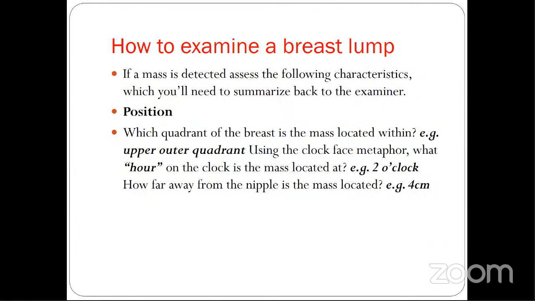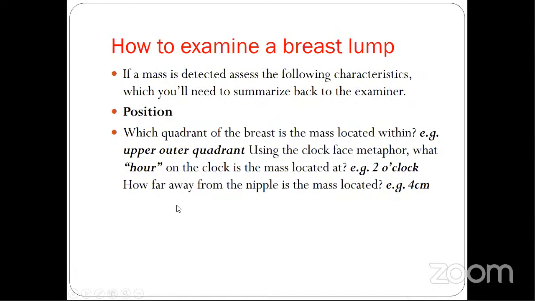Now we'll go to the breast lump, which, as we said, is a common presentation of breast cancer. First, the position. We said the breast has four quadrants: upper medial and lateral, lower medial and lateral. So you have to describe the position of the breast mass. Which quadrant of the breast is the mass located in? For example, upper outer quadrant. If you want to be more meticulous, use the clock face, for example, a patient has an upper quadrant mass at about 8 o'clock.